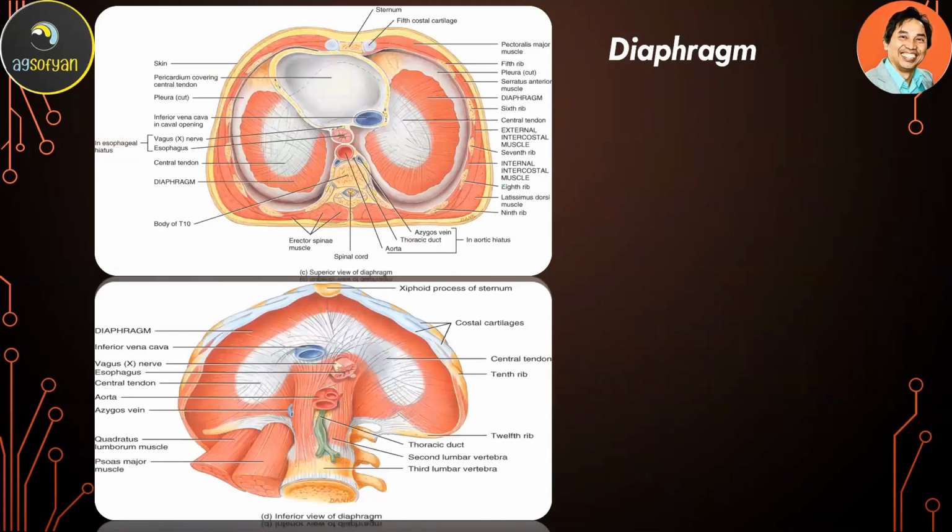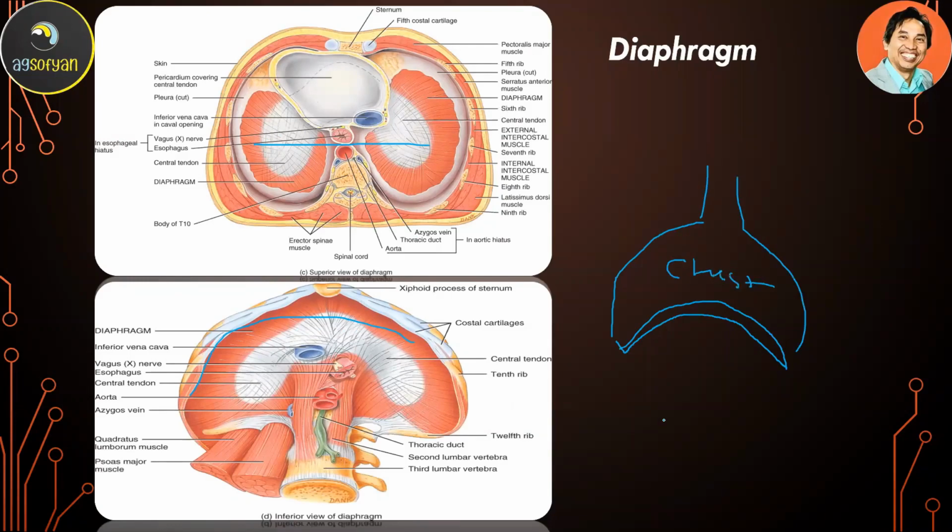This is how the diaphragm looks from the bottom. This is from the abdomen area. You see this one? It looks like an umbrella. Okay, so let's say this is the chest. Okay, this is your chest. This is the abdomen.